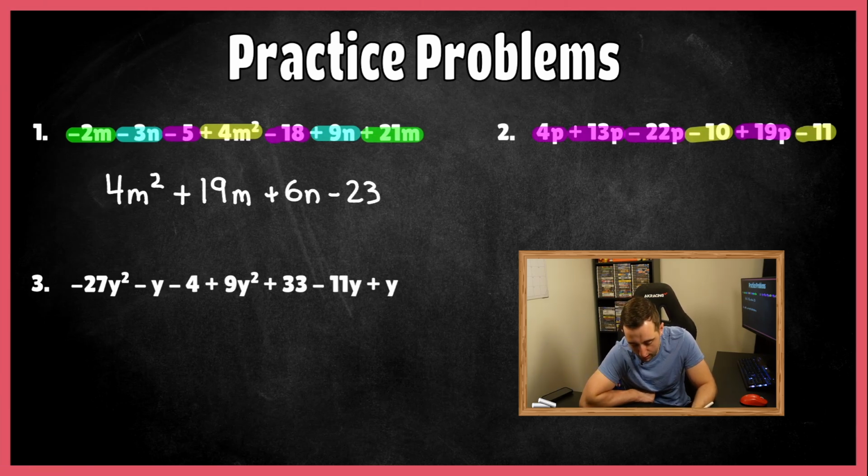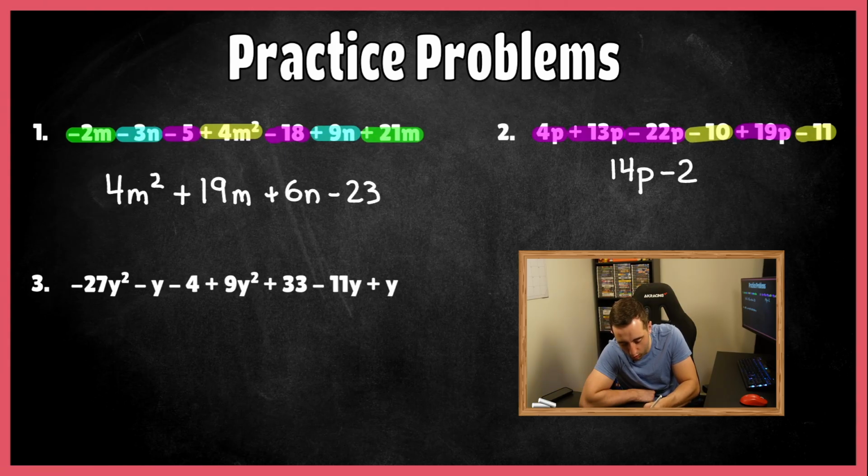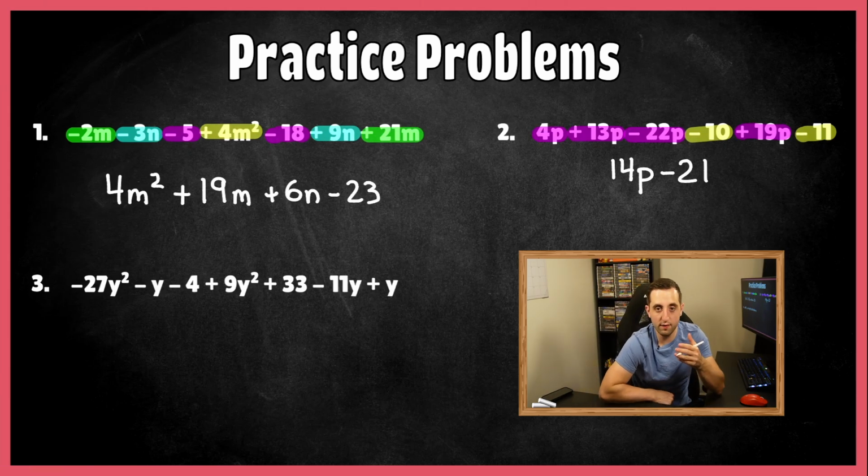So we have 4 plus 13 is going to give us 17. 17 minus 22 is going to give us a negative 5, and then negative 5 plus 19 is going to give us 14p, and then our constants should end up giving us a minus 21 at the very end. So a very, very long expression simplified down to just two terms, 14p minus 21. So hopefully you're 2 for 2, and now we're moving on to the very last one here.